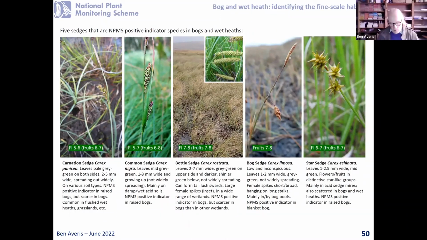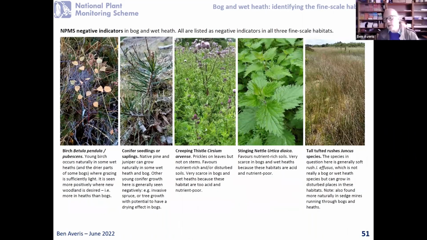The final one, well, almost final one, on the next page is what we call the negative indicators. It's the same list for bogs and wet heaths. Young trees of birch and pine or other conifers are down officially as negative indicators, although in some places they may actually be a desired outcome if people are trying to get new woodland going and have reduced grazing to get more natural regeneration. Especially birch or pine in the native pine zone.